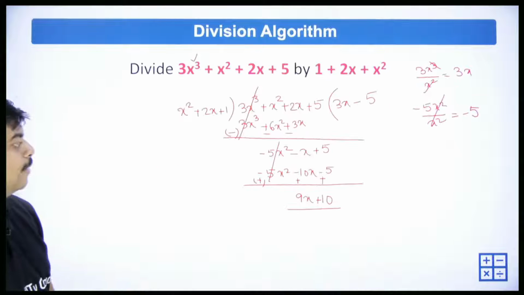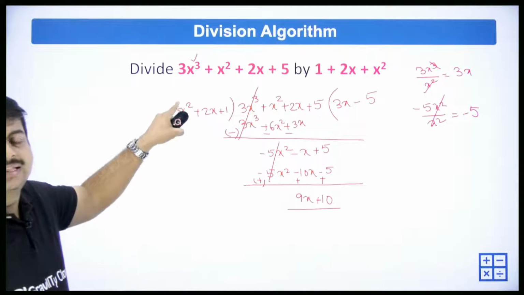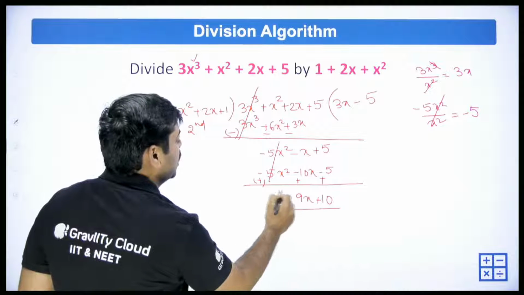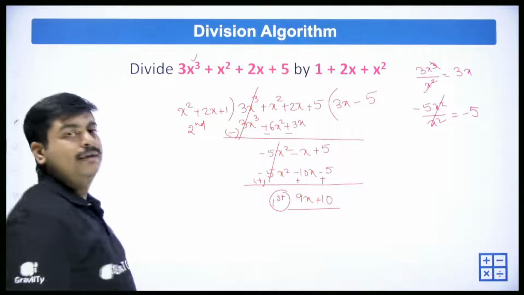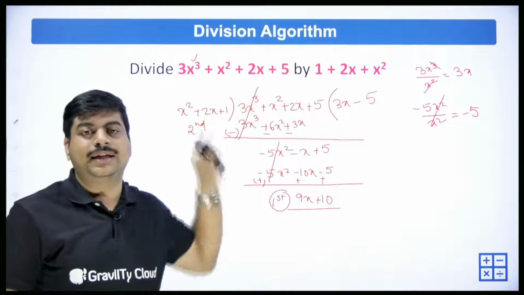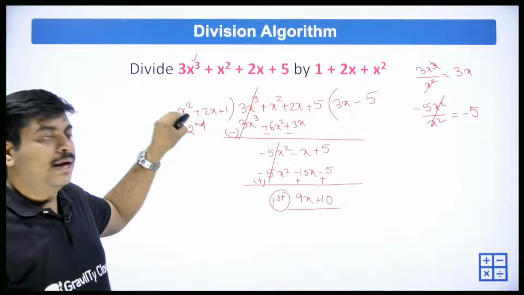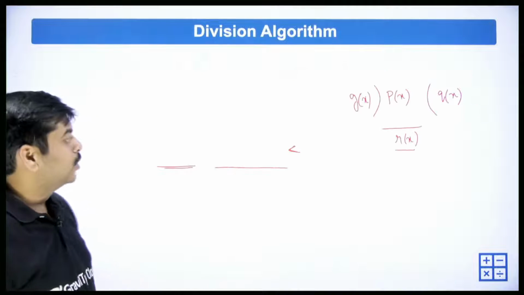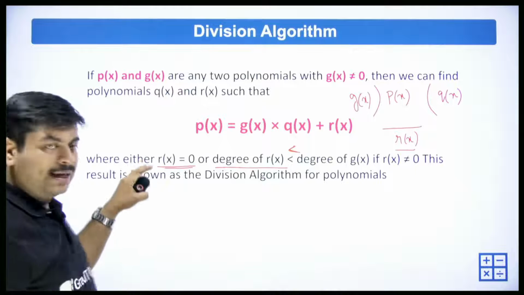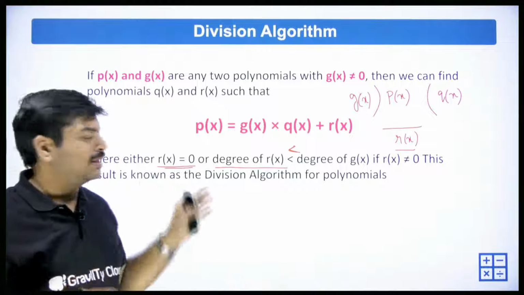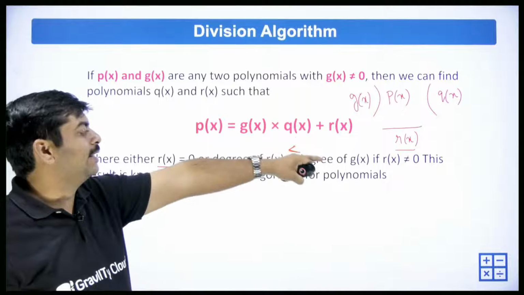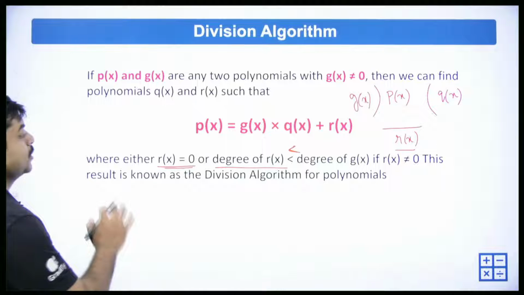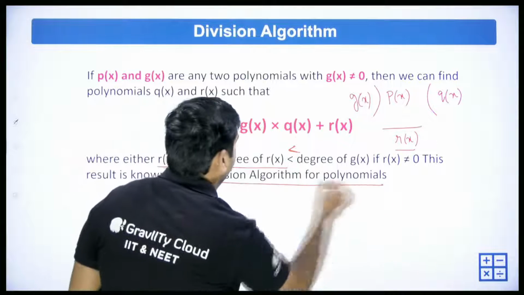Let's move back. This is a second degree, x square. This is a second degree. This is a first degree, 9x. So definitely the remainder is less in terms of degree compared to the polynomial which we are dividing with, the divisor. So we can see here, either the remainder is 0 sometimes, if it is perfectly cancelled, or the degree will be less than the degree of g of x if the remainder is not 0.